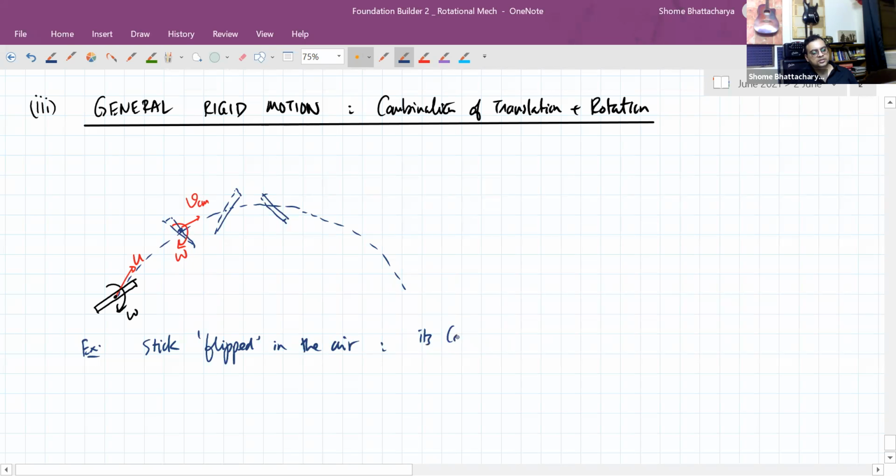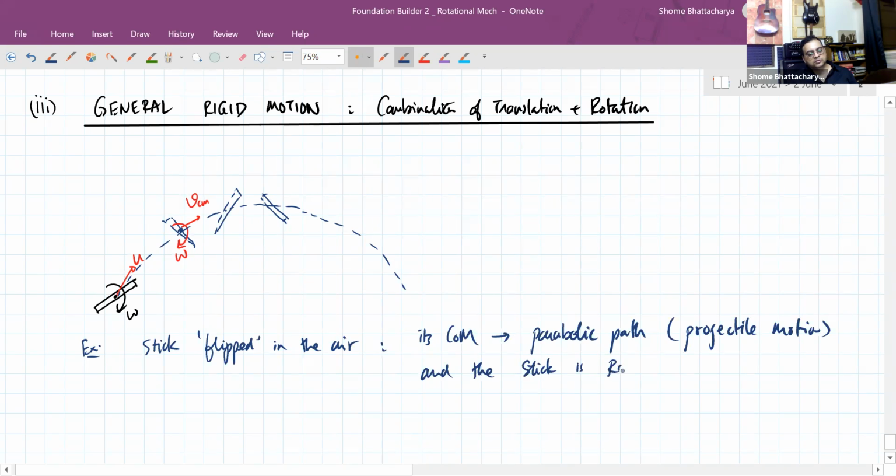Its center of mass will be in a parabolic path, which we know how to describe by projectile motion, whereas the stick itself is rotating about an axis through its center. So there is a combination of translation and rotation.